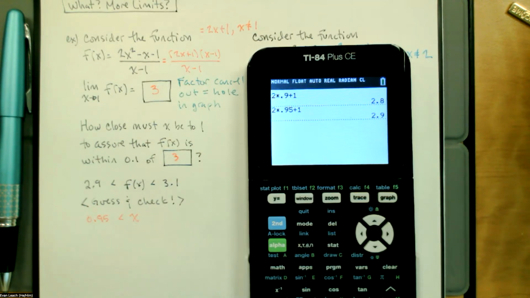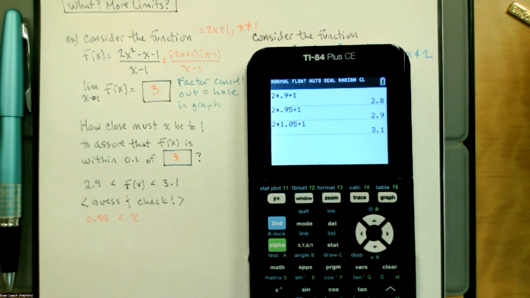On the other side, we could probably guess what's going to happen because we're just dealing with a line. And it looks like the line has a slope of 2. So if I want to be within 0.1, my slope says I should be 0.05. So context gives us some help here. But let's check. If I do 2 times 1.05 plus 1, I'll be at 3.1. So it makes sense. Our slope of 2 has helped us out, and it's the same on both sides.